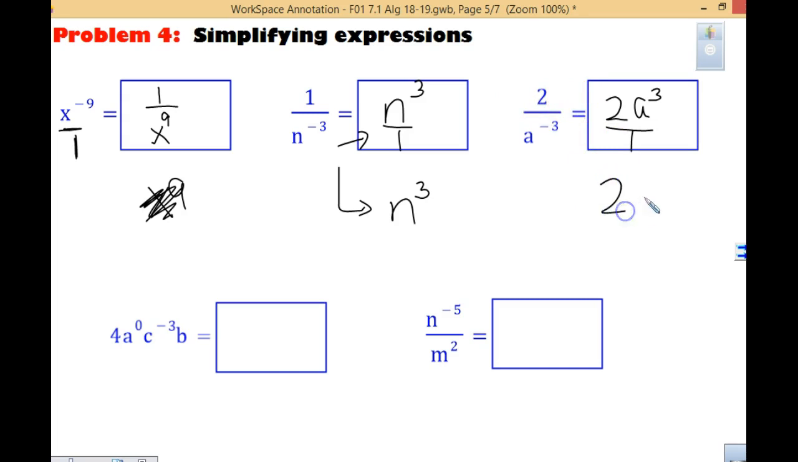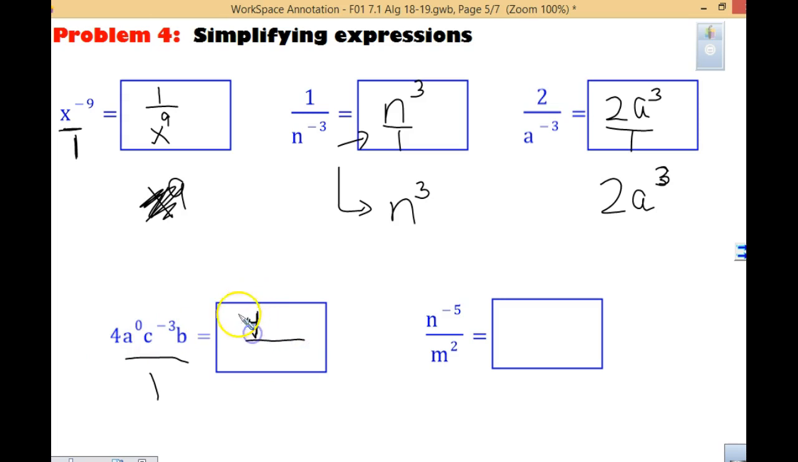Could you have left the answer as 2a to the 3rd power? You could have left it that way. Okay? So this next one, let's put that whole thing over 1. So, Laura, if I'm starting, do I need to move 4 to the denominator? No, we're going to keep the 4. So we're going to start off with 4 where it's at.